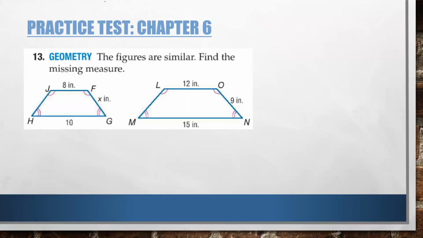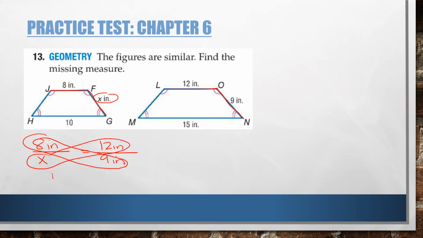It says the figures are similar. Find the missing measure. So here is the missing measure. Okay. So we know this side here and this side here are the same or similar. And then this side here and this side here are similar. So I'm going to put this as my first ratio, this top side over this right side. So 8 inches over x. And then over here, I'm going to put the top side, 12 inches over the right side, which is 9 inches. Okay. So I cross multiply. So I've got x times 12 is 12x, and 8 times 9, which is 72.